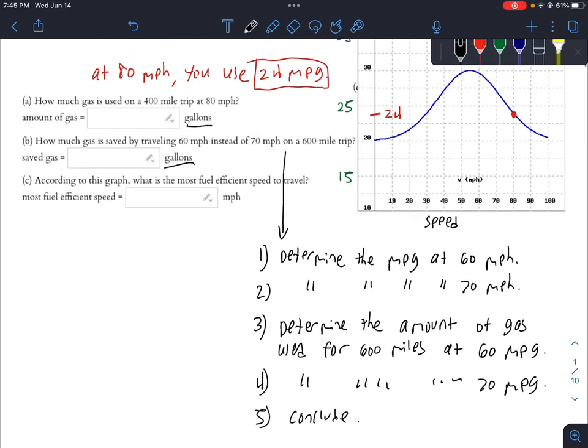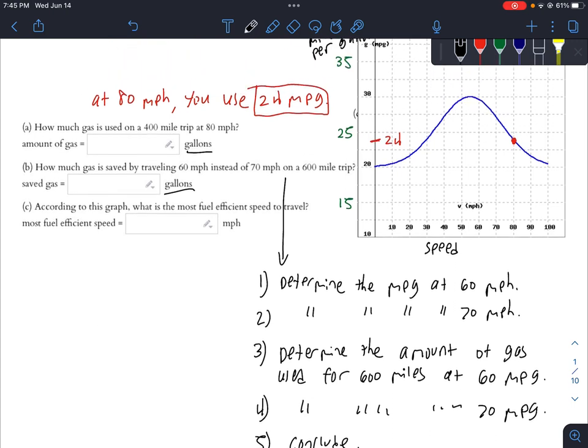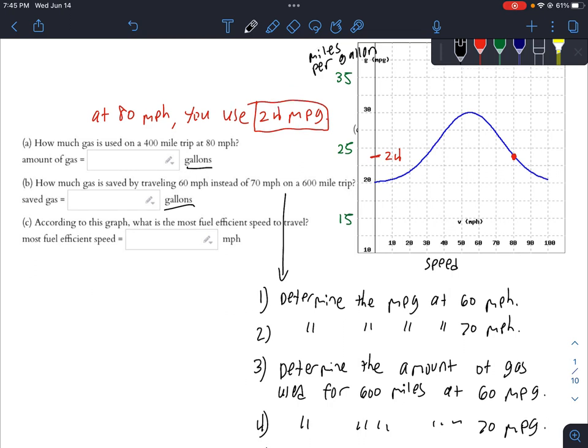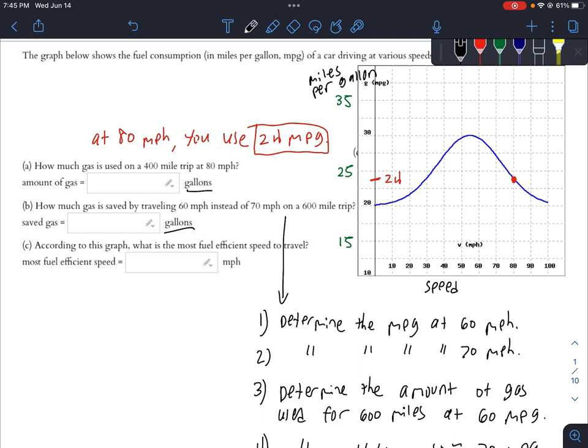And the last part of this is a little bit easier. If you look at the graph, what is the most fuel efficient speed to travel? Well, we can see that if you drive at a low rate of speed, you have a low MPG, and if you drive at a high rate of speed, you also have a low MPG. So the question would be approximately where would you have the highest amount?